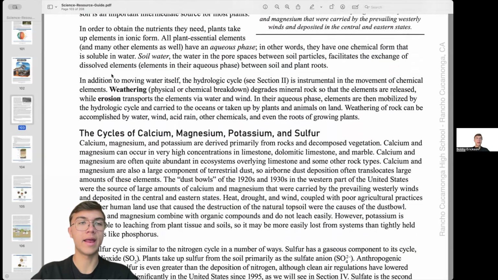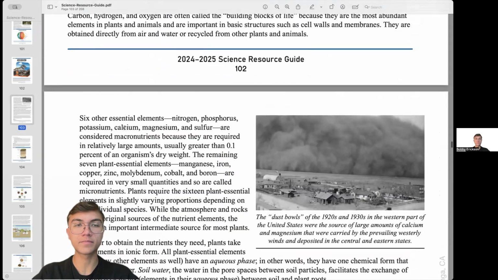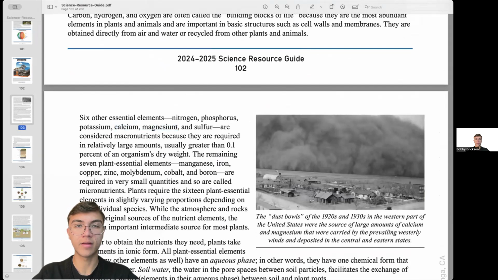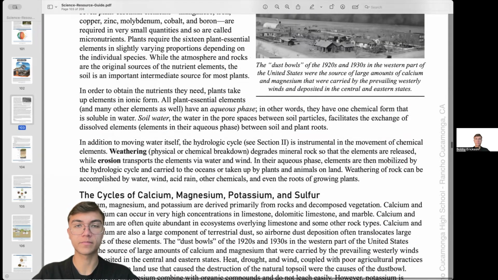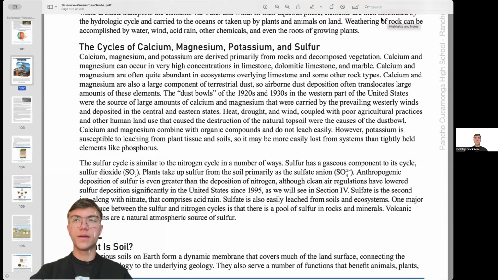Then we're going to go ahead and get into the cycles of calcium, magnesium, potassium, and sulfur. So, quick quiz. What type of nutrient are these? Is it macro or micronutrients? That's right, it's macronutrients because we can see here calcium, potassium, magnesium, sulfur. And so we are going through these different calcium, magnesium, potassium, and sulfur cycles.